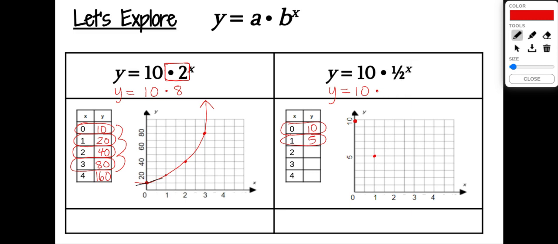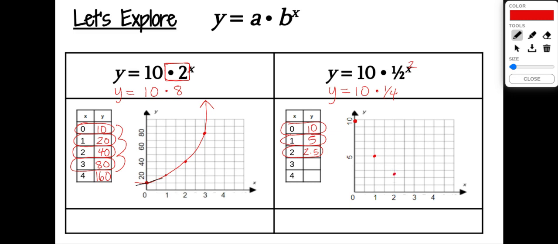Let's go ahead and we're going to plug in 2. Now 1/2 to the second power is 1/2 times 1/2, which is a fourth. So now we want a fourth times 10, or a fourth of 10, and that's going to be 2.5. So going over 2, up about 2.5, which is about halfway. About here.